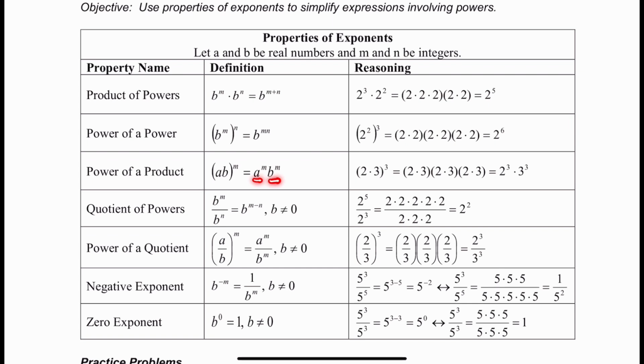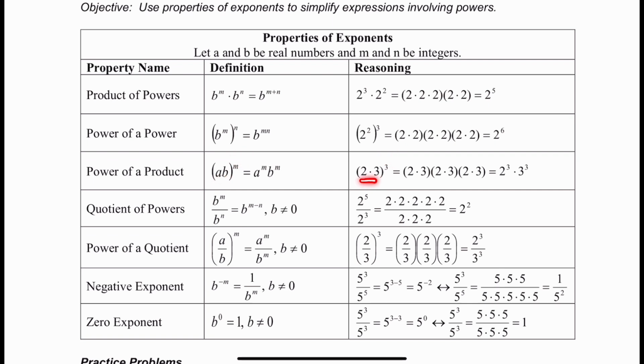Now, a power of a product, if I have ab to the m, that's going to equal a to the m times b to the power of m. So we're going to represent a with a 2, and the b is going to be represented by a 3, and the m is going to be represented by a 3. However, these could be any numbers.